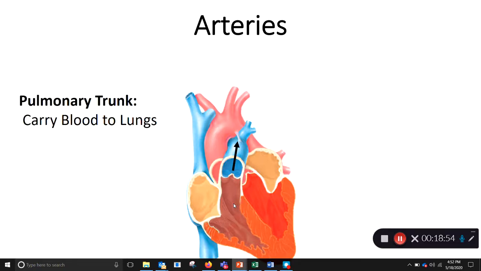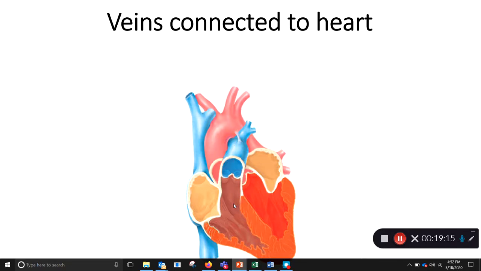So let's talk about these real quick. Let's call them what they are. The one that is coming off your right ventricle and up to your lungs is called the pulmonary trunk. Again, it carries that blood to the lungs. Your aorta is carrying blood to the body. We kind of talked about this already, so I'm not going to waste too much time on that.